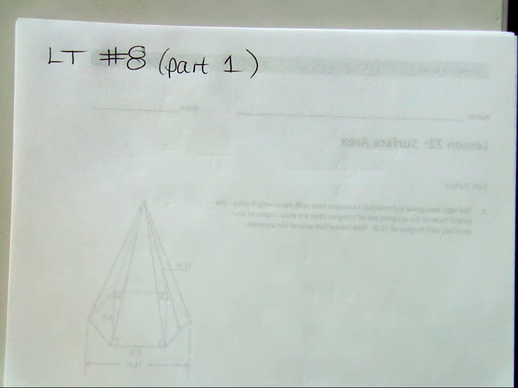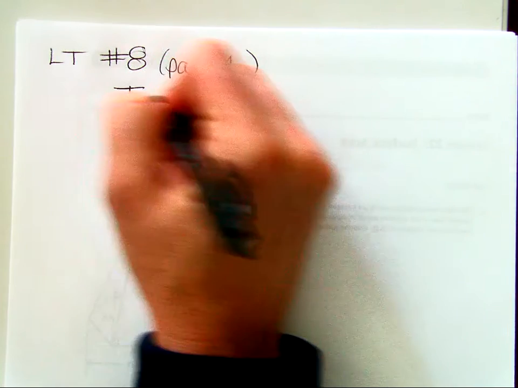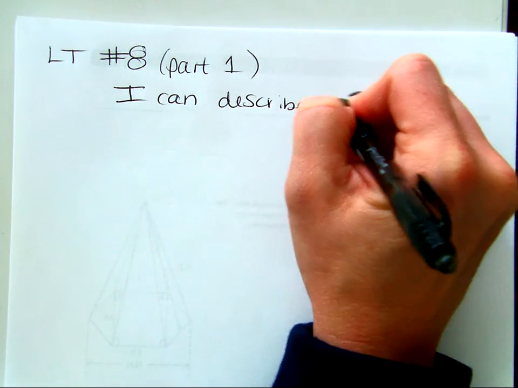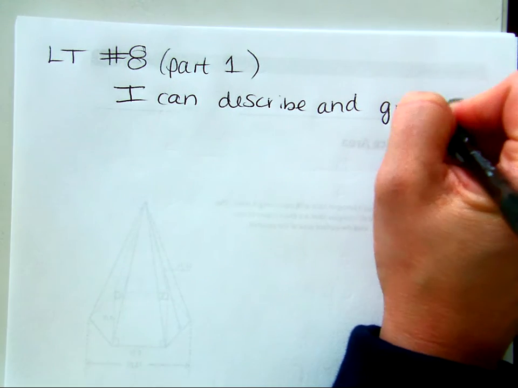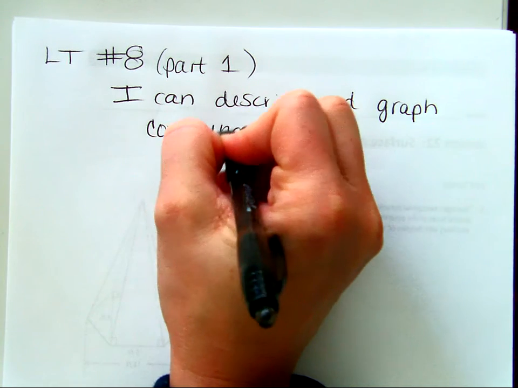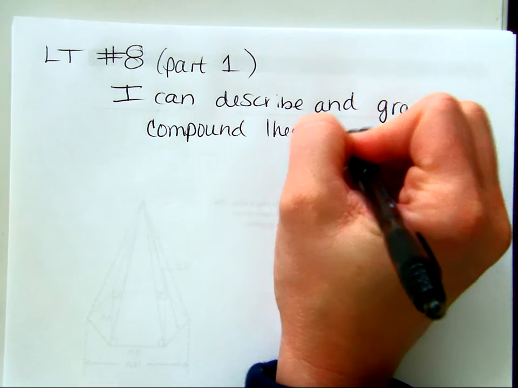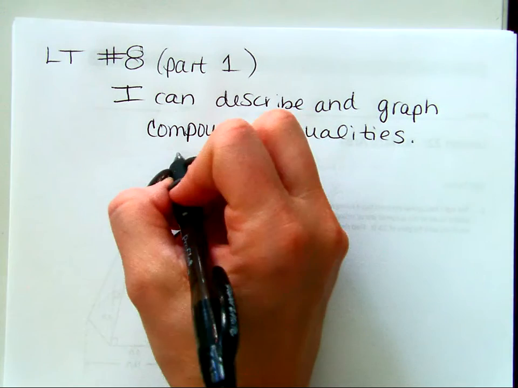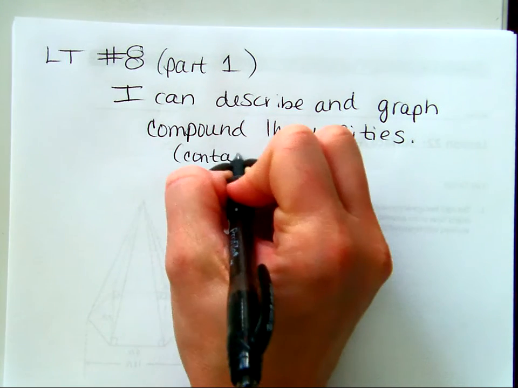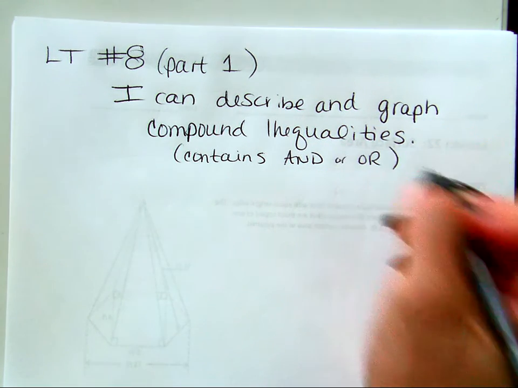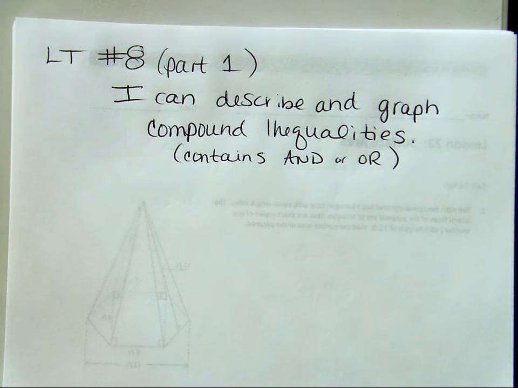Part 1. So, in order to talk about this next one, this learning target is: I can describe and graph what we're going to call compound inequalities. Okay? And a compound inequality is an inequality that contains the words "and" or "or." And we're going to clarify that.